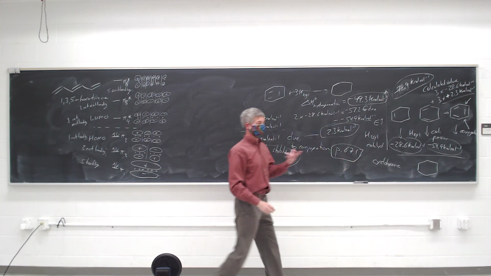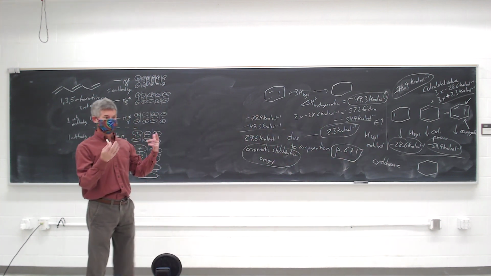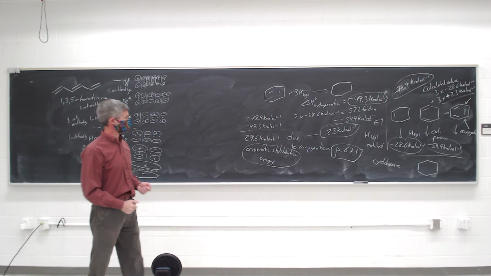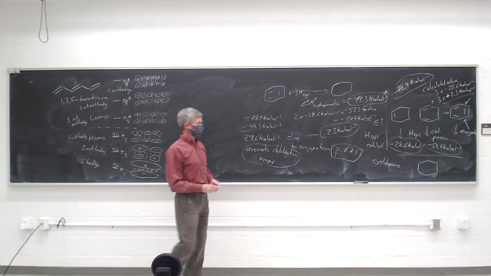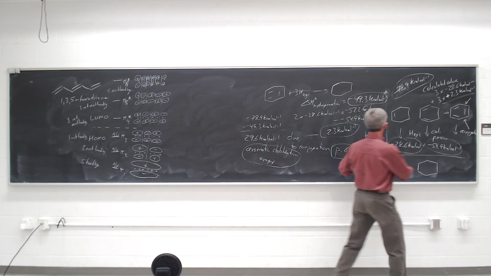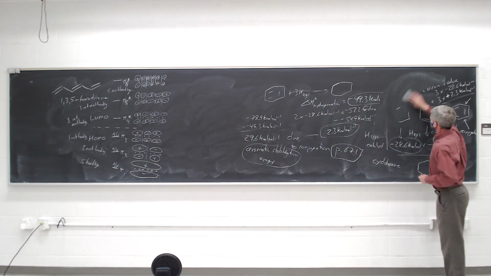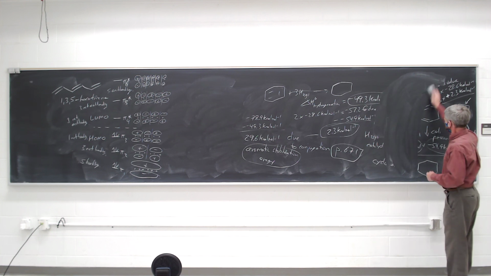So if you ever want to look those numbers up again and see the same kind of calculation. But here's the key: it's about 30 kilocalories per mole aromatic stabilization energy that we need to explain from the orbitals.